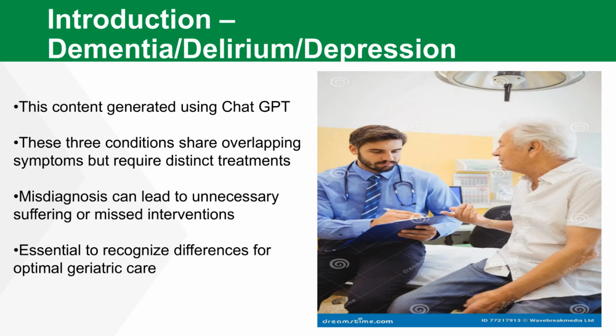The information today was initially generated using ChatGPT and is meant to help differentiate between dementia, delirium, and depression. If the diagnosis is missed, it can lead to poor outcomes and unnecessary suffering, so recognizing the differences will help us optimize care.